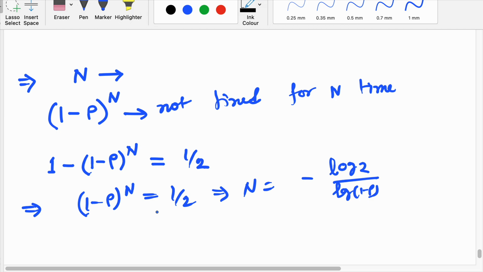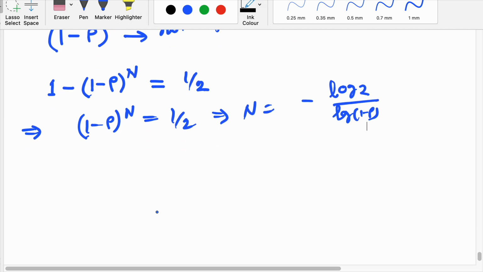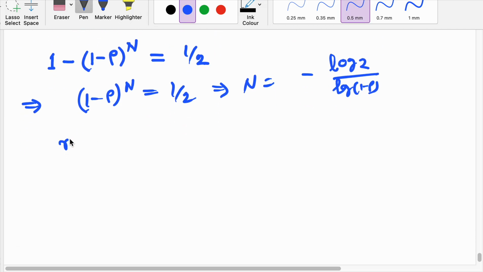Now let's see, consider a population of size 100, and a mutant with relative fitness r equal to 2 comes into the population.